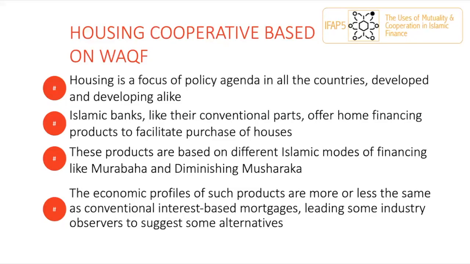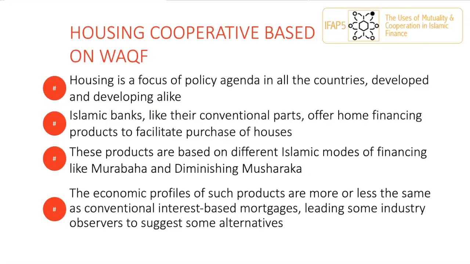Now, Islamic banks, like their conventional counterparts, offer home financing products to facilitate purchase of houses. Mortgages are a good product to sell in almost all the countries where Islamic banking and finance exists. The existing products based on murabaha and diminishing musharaka are everywhere. In the United Kingdom, for example, a diminishing musharaka based model is used to offer what is known as home purchase plans or Islamic mortgages. In the Gulf countries in the Middle East, there are some products based on murabaha. In other countries like Pakistan, a lot of products are based on diminishing musharaka.